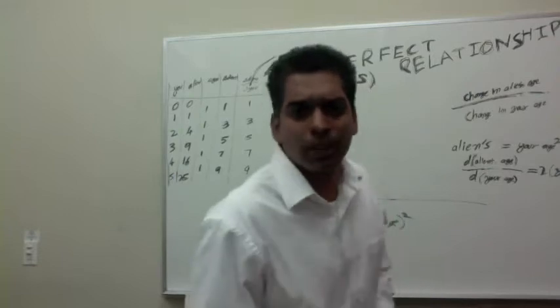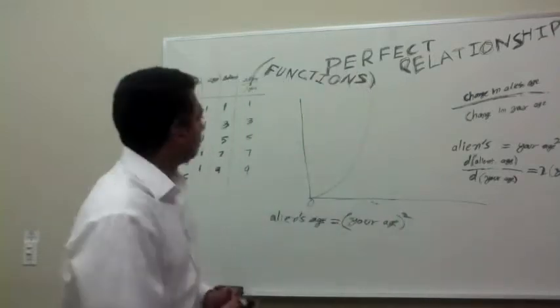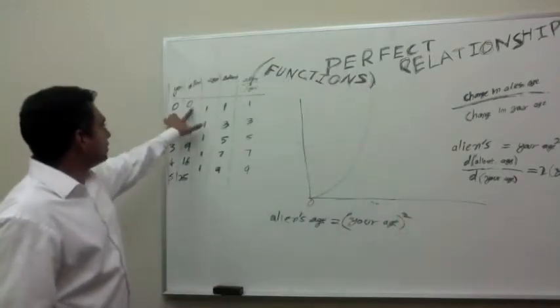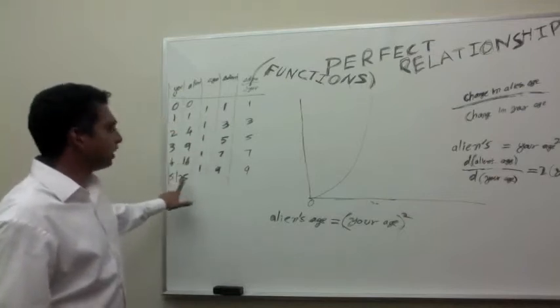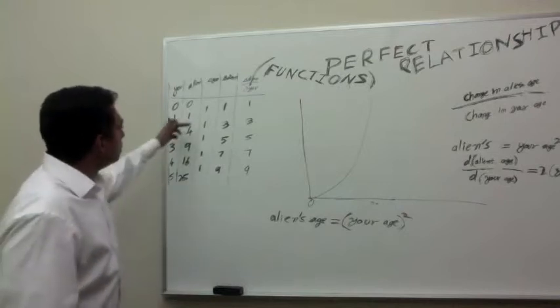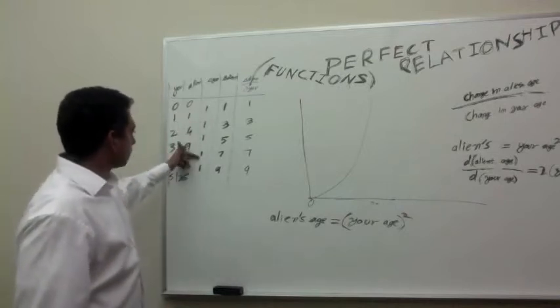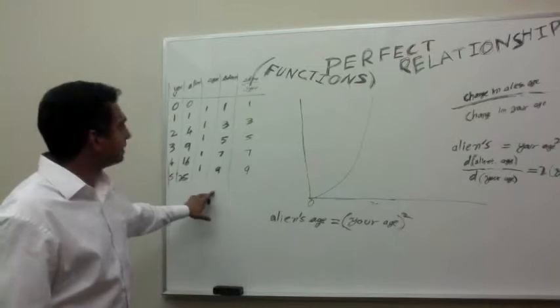What does it mean? Let's take an example. When you're 0, the alien is 0. When you're 1, the alien is 1. When you're 3, the alien is 9. When you're 5, the alien is 25. Now, you're aging by 1 year at a time, right? But let's see how the alien is aging.